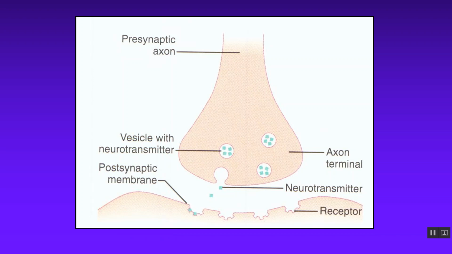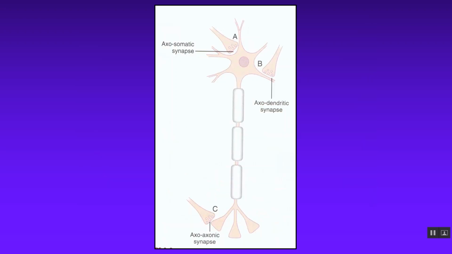So here's the presynaptic axon or terminal bouton that you see, and then the synaptic cleft, and you see some neurotransmitter going into the synaptic cleft, and then you have the postsynaptic membrane with receptors, and these receptors are specific typically to a certain type of neurotransmitter. Okay, this is showing you those different connections here. So, here is that axosomatic connection.